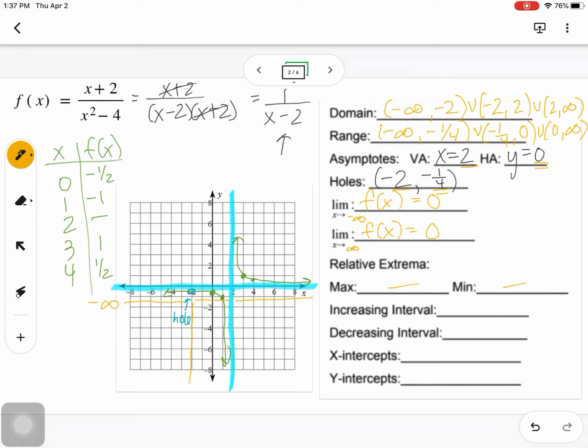These won't have maximums or minimums. These are always either, for the ones I will give you, increasing or decreasing, not doing both. This one, as you go from left to right, is decreasing. And so I'm going to write my entire domain on the decreasing line.